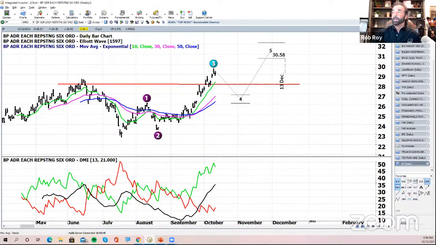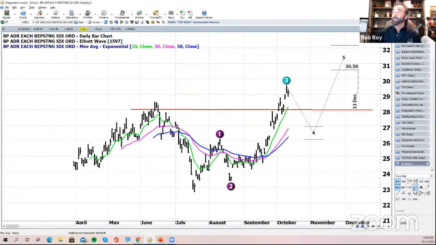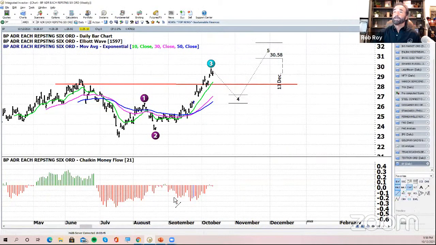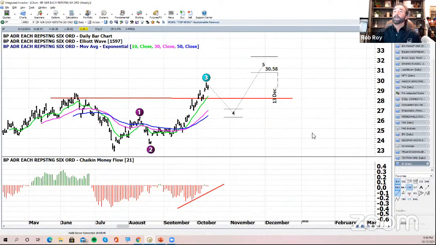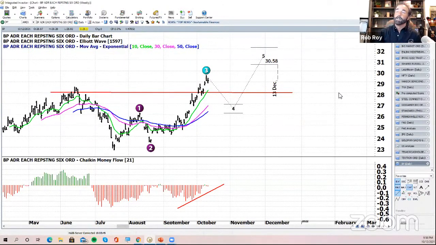Man, that's a good looking DMI though. Holy cow, that's really supportive. Nothing too alarming there. The CCI, and you're starting to get some confirmation here. The CMF, no positive money flow yet, but certainly moving in the right direction. And with the CMF, you're looking for convergence or divergence. And so you're seeing some confirmation there.